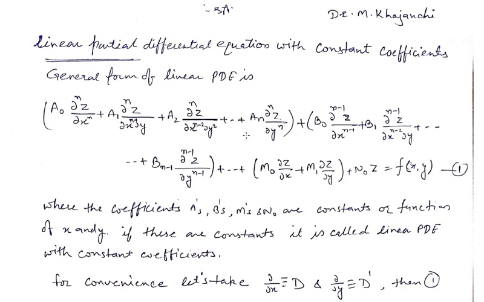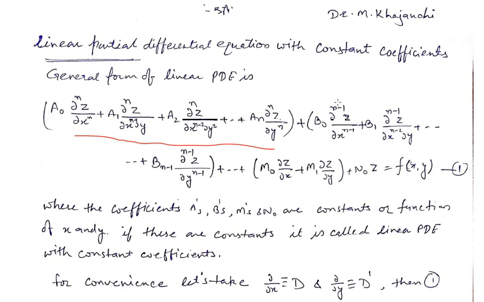A general linear partial differential equation is given here in equation number 1. This is an nth order linear partial differential equation. These are the terms of nth order: a0 del n z upon del x raised to power n, a1 del n z upon del x n minus 1 del y, and so on, an del n z upon del y n. These are all nth order terms.